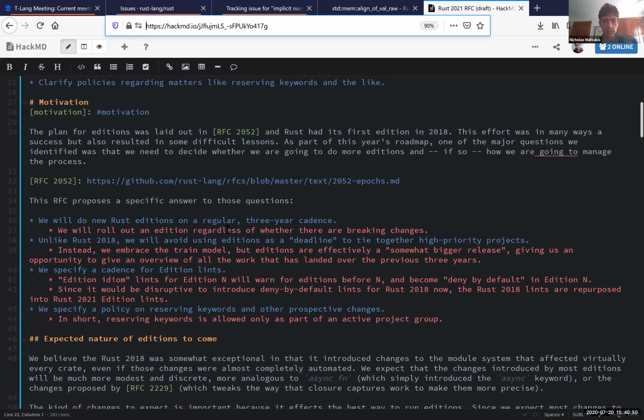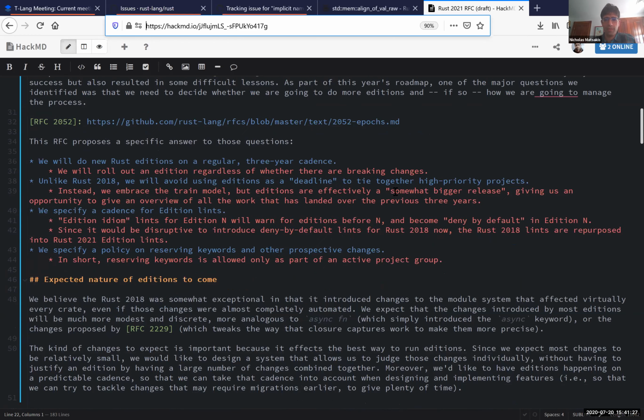Trying to do them on a regular 3-year cadence, but not trying to use editions as a deadline or a way to tie together a bunch of higher priority projects. The idea is more like the train model: we expect that every 3 years we will have done a lot of high priority work, and it will give us a chance to talk about what we have done. Whereas for Rust 2018, we pushed hard to get a bunch of stuff done by then, and that was highly stressful. We want to avoid reproducing that dynamic. But maybe it'll happen more naturally because there will be a sense of here's the edition, and we can phase different kinds of work at different points through the cycle.